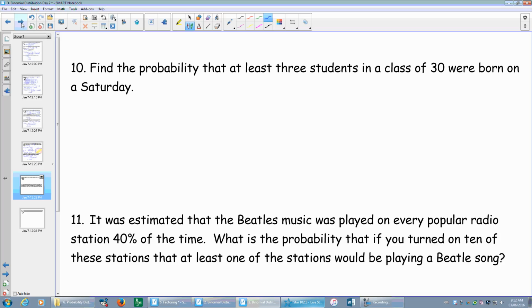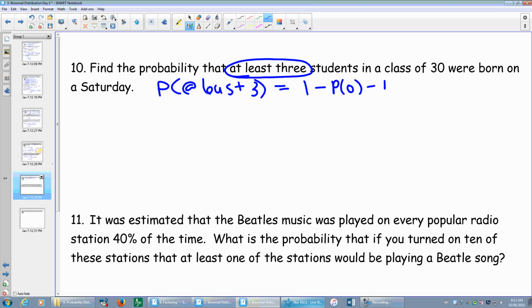Okay, question number 10. It says, find the probability that at least 3 students in a class of 30 were born on a Saturday. Okay, so if I'm talking here at least 3 means I'm going to find the probability of what? Eric, what would be the easy way here to do this if you had to set up this problem? Excellent.